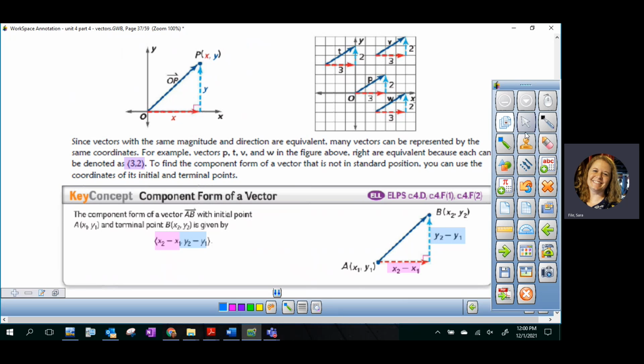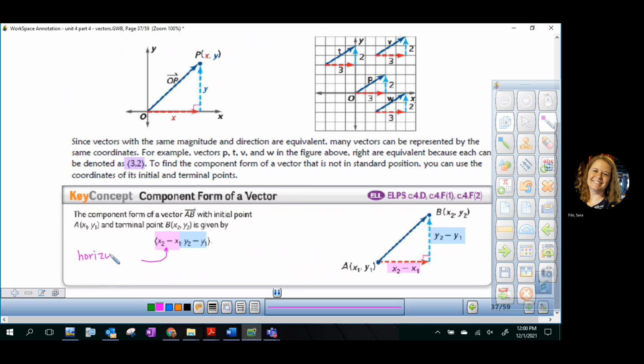Okay, and again, I know I said this, I'm going to label it on here. We call this the x2 minus x1. The value that goes here is our horizontal component. And then the change in y here we call our vertical component.